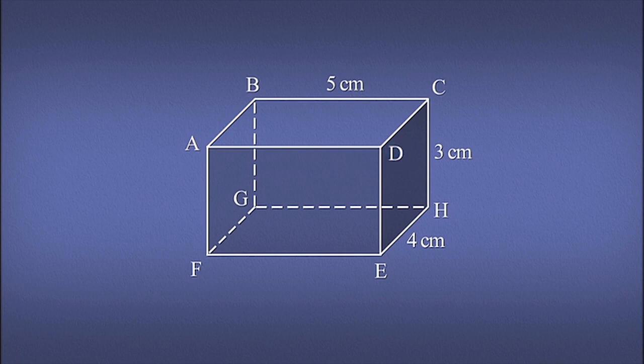Point D is the projection of point A on the plane CDEH. AD is the distance between point A and the plane CDEH. Similarly, point F is the projection of point A on the plane GFEH. Then AF is the distance between point A and the plane GFEH.